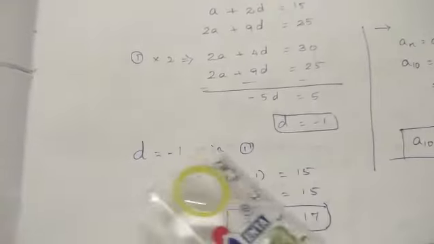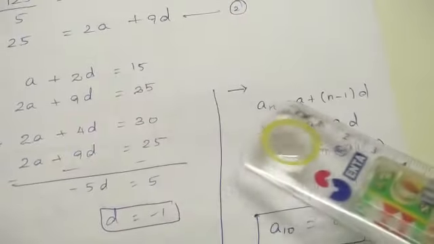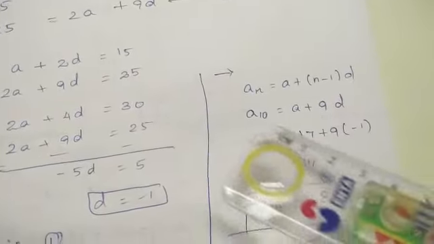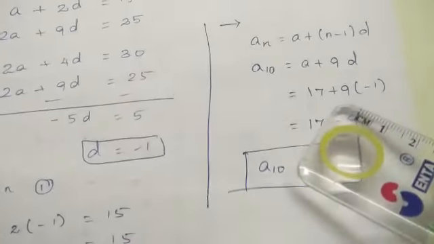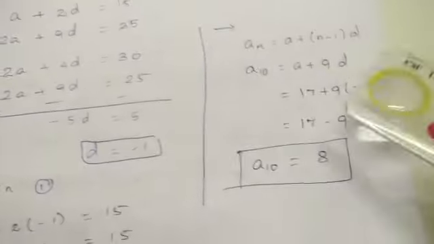So d equal to minus 1, substitute in the first equation and get the a value. What they ask is d and a10. So a10 can be written as an equal to a plus n minus 1 into d. A10 equal to a plus 9d. A you found out is 17, and d you found out is minus 1, then substitute and get the answer.